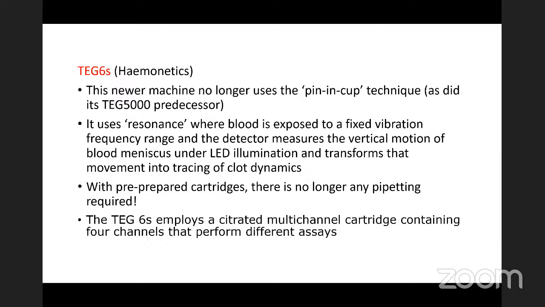TEG 6 is a newer machine which no longer uses pin and cup technology. It uses resonance, where blood is exposed to a fixed vibration frequency range. The detector measures the vertical motion of the blood meniscus under LED illumination and transforms the movement into a tracing of clot dynamics. With pre-prepared cartridges, there is no longer any pipetting required. The TEG 6 employs a sealed multi-channel cartridge containing 4 channels that perform different assays.